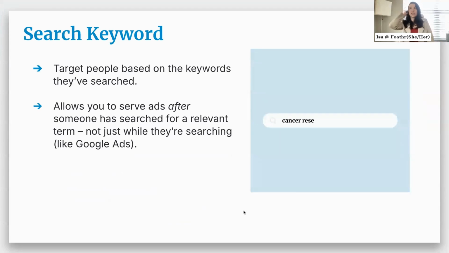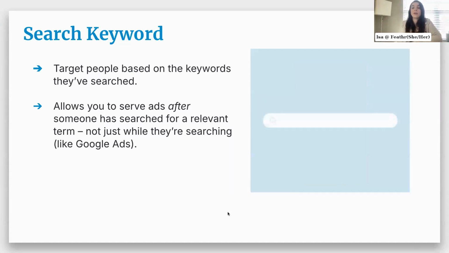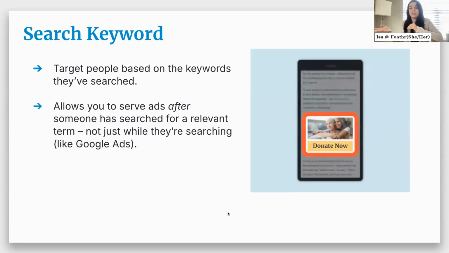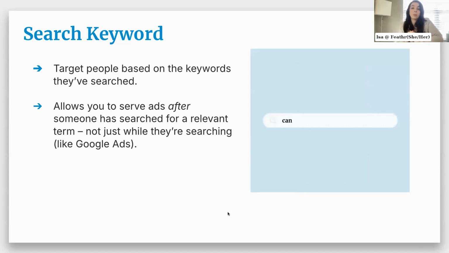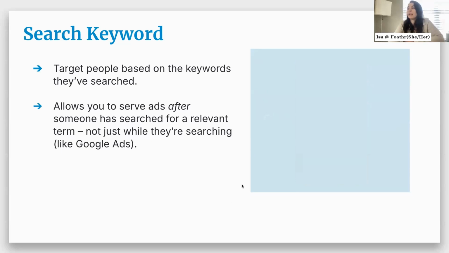Cool. So let's go into search keyword campaign. This is targeting people with ads as they browse the web based on keywords that they've searched. This is different than Google Ads, where you're showing up in that top spot as somebody's searching. This allows you to serve ads after they've left that page and are browsing the web. So it's a great thing to combine with Google ad campaigns. You're really hitting people wherever they are based on those search terms.